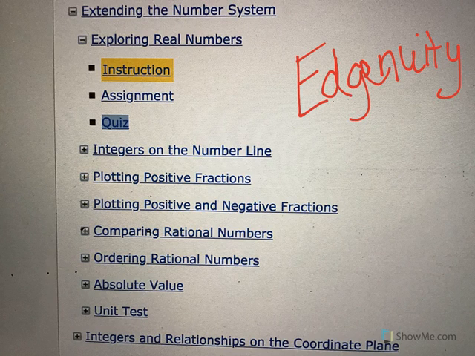All right. In this video, we're going over an Edgenuity Exploring Real Numbers quiz.